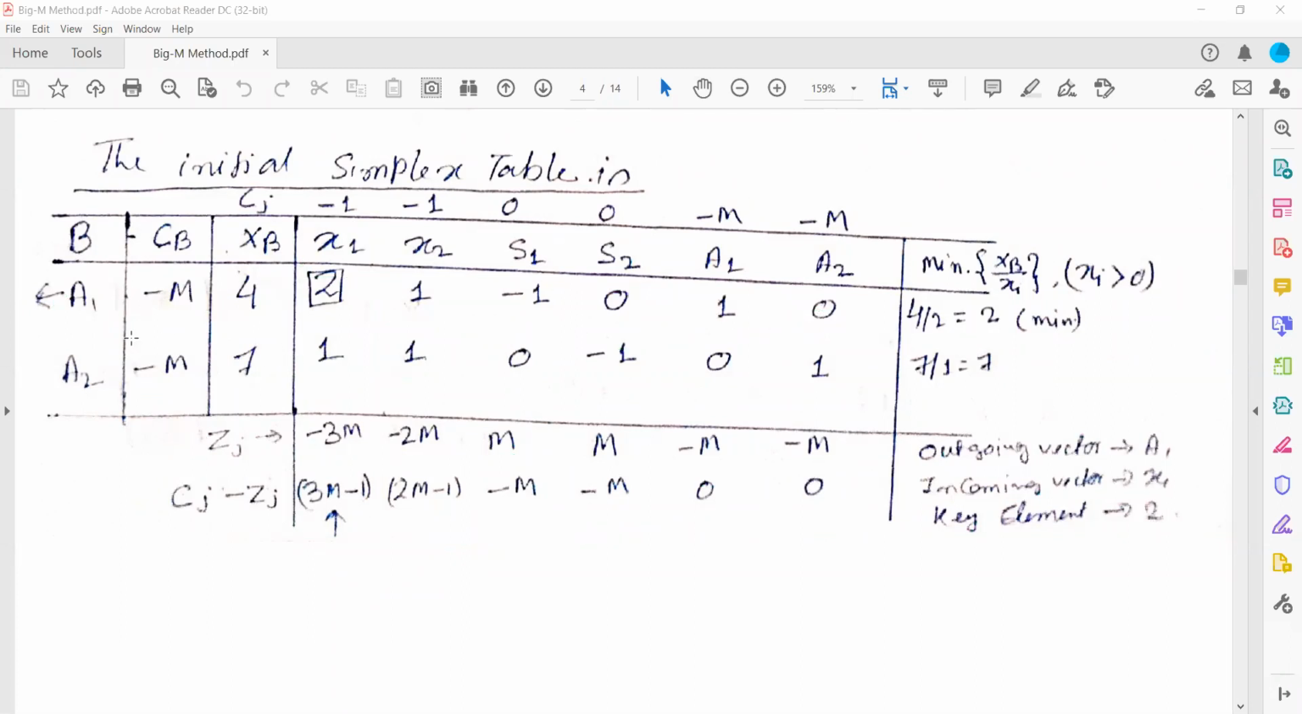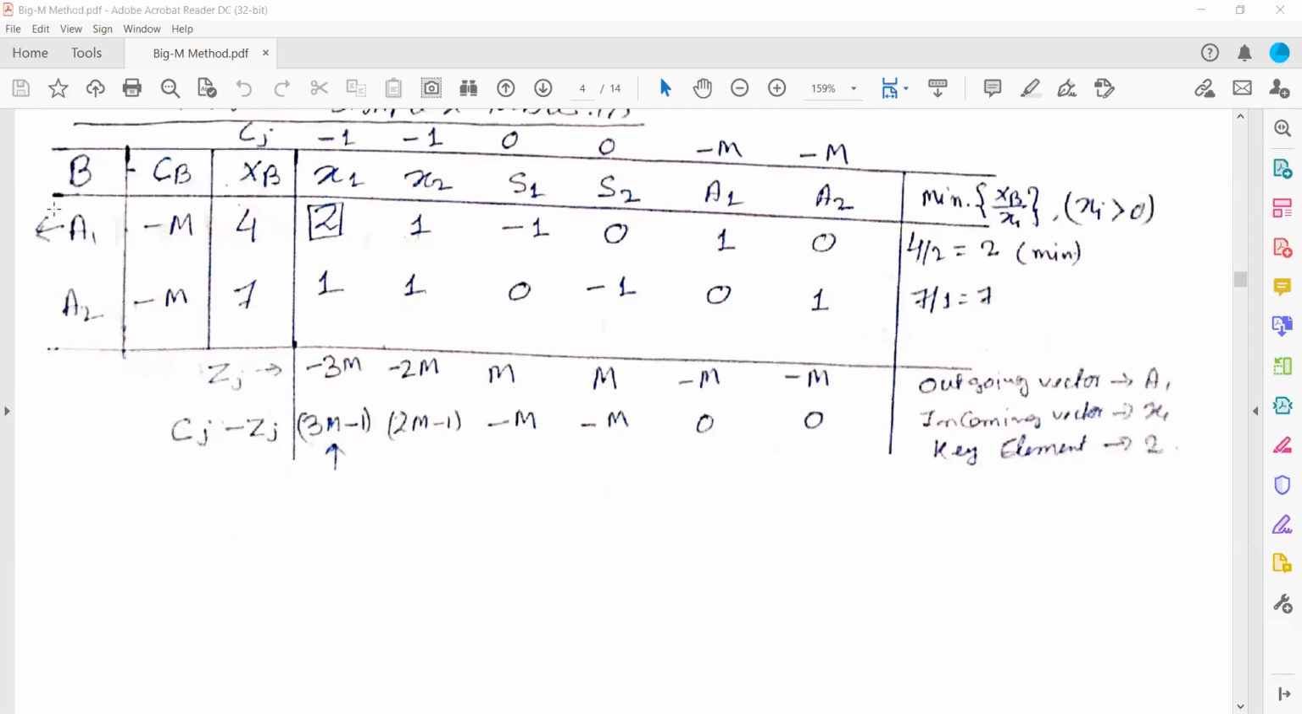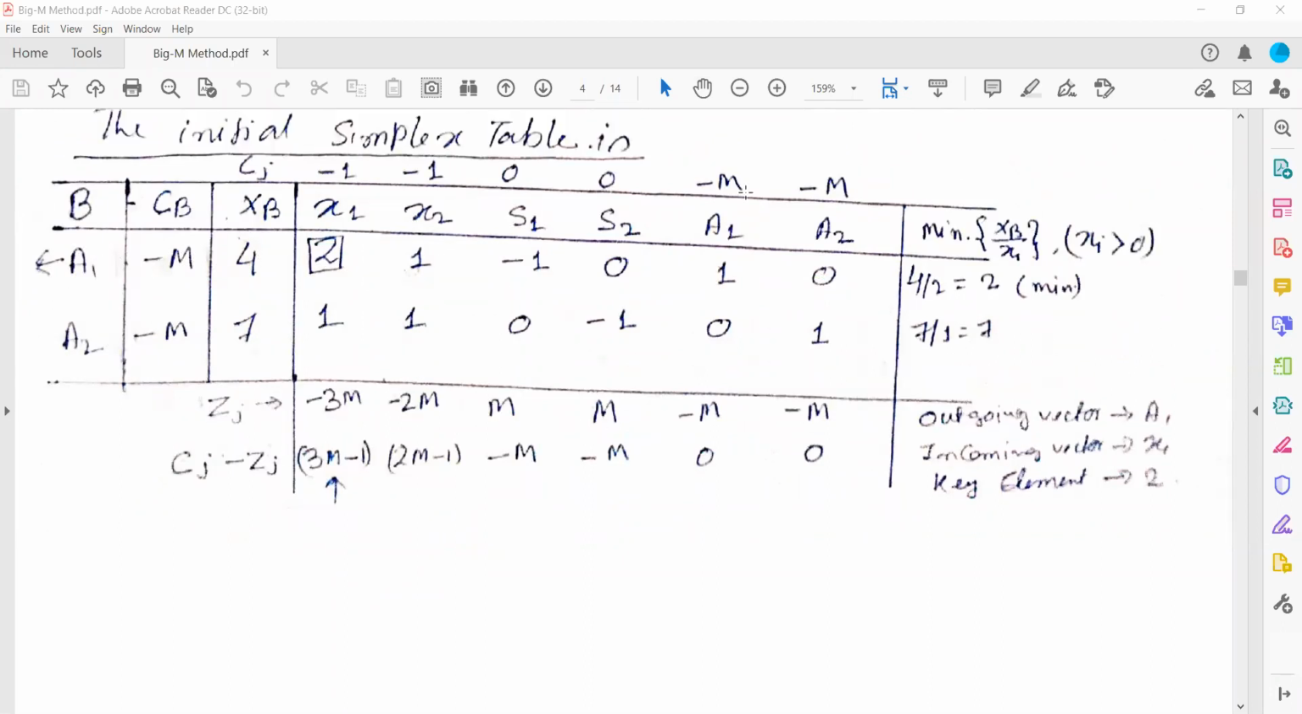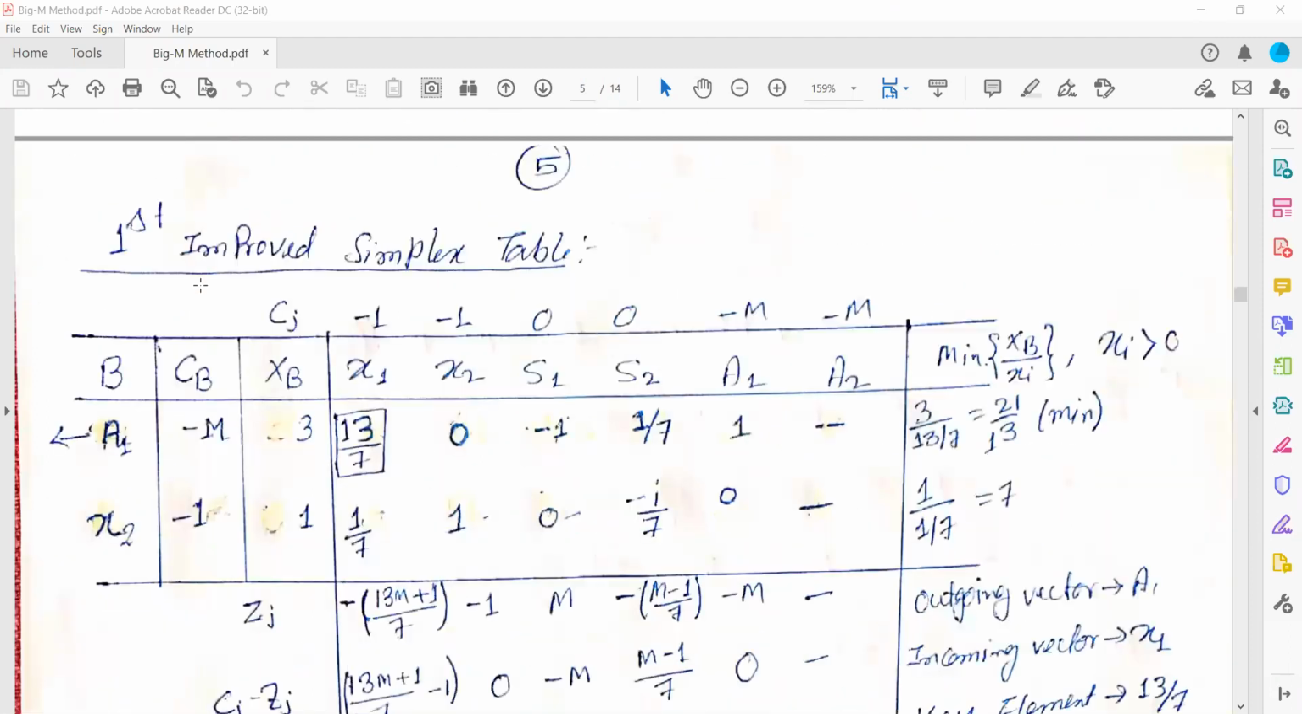Now, in order to write the next simplex table, what will you do first? First, you need to write this row only. This table will remain the same. So in place of A1, you will write X1, and then what is the coefficient of X1 in the objective function? That will be -1. So in place of -m, -1 will come here.